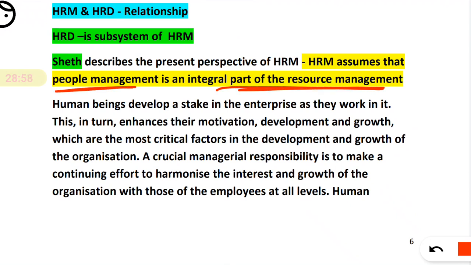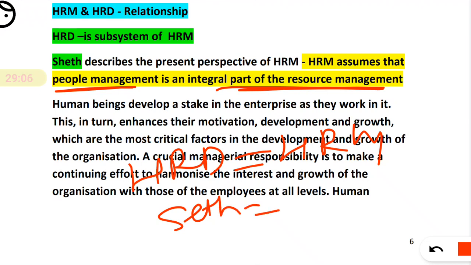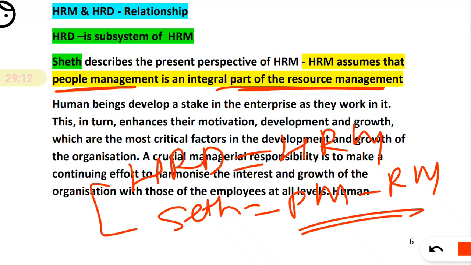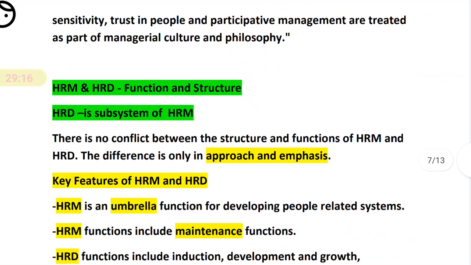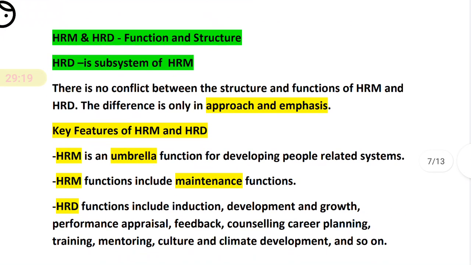So just remember, HRD is a subsystem of HRM, and according to Sheth, people management is the integral part of resource management. Those two lines you have to remember. Now next, we will discuss the HRD HRM function and structure. So I repeat again, HRD is a subsystem of HRM.